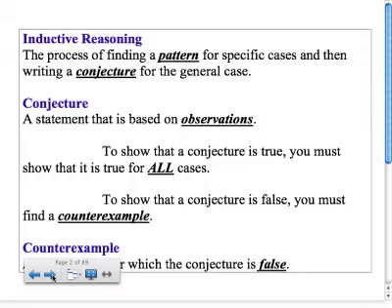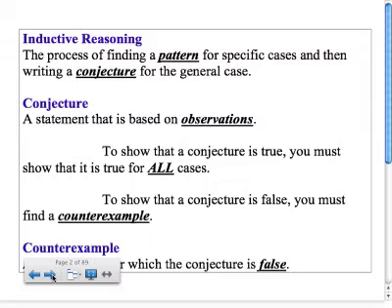So what is inductive reasoning? It's the process of finding a pattern for specific cases and then writing a conjecture for the general case. You look at a couple of instances and lump that into one big idea and write a conjecture, which is a statement based on observations. Hey, this is what I think is true because this is what I've seen. These are the facts that I know, these are the patterns I've observed, and now I'm going to take that and write a general statement.